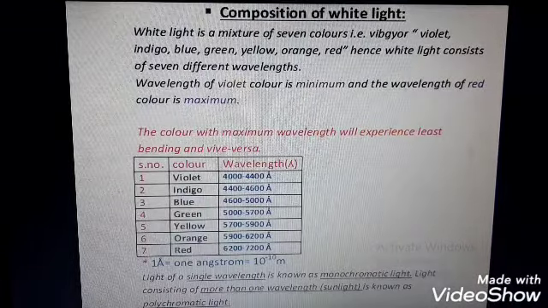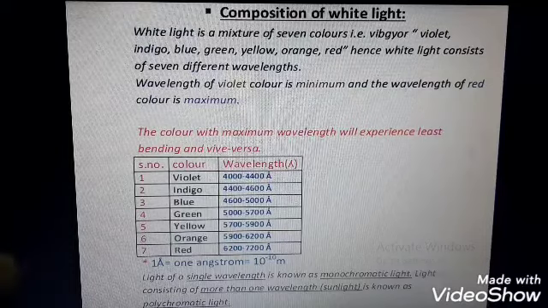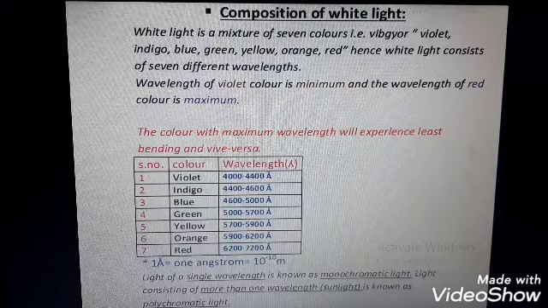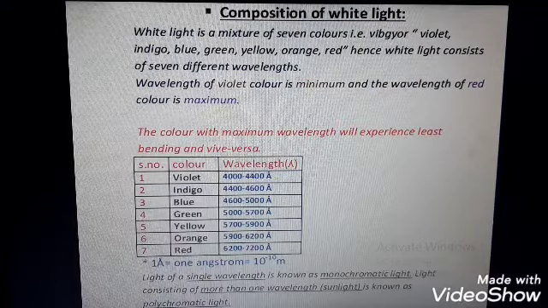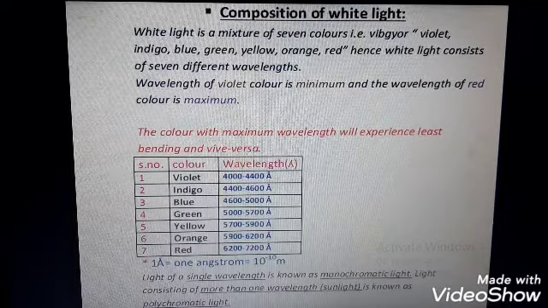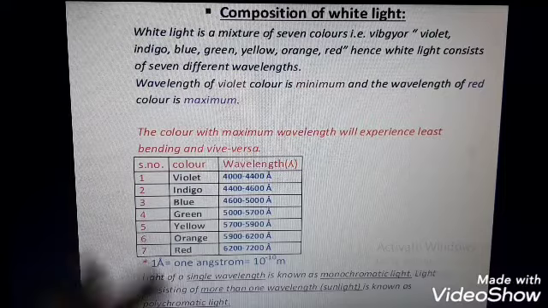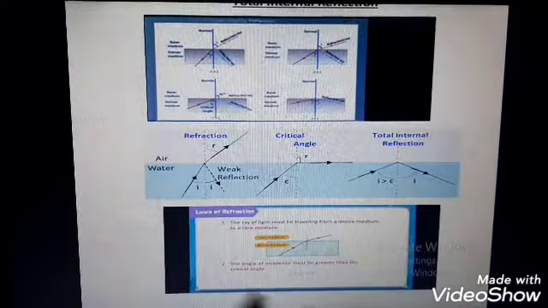Through this also you might be getting that violet has the least wavelength. That is why it will experience the greater deviation, but its speed is least as compared to the other 7 colors. So monochromatic and polychromatic is also clear to you. Move to the next topic.